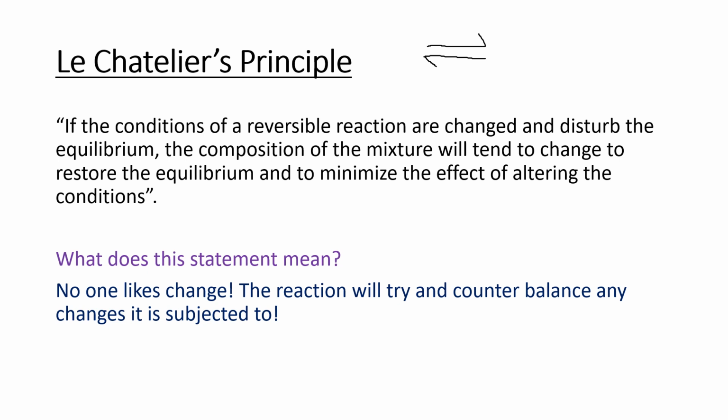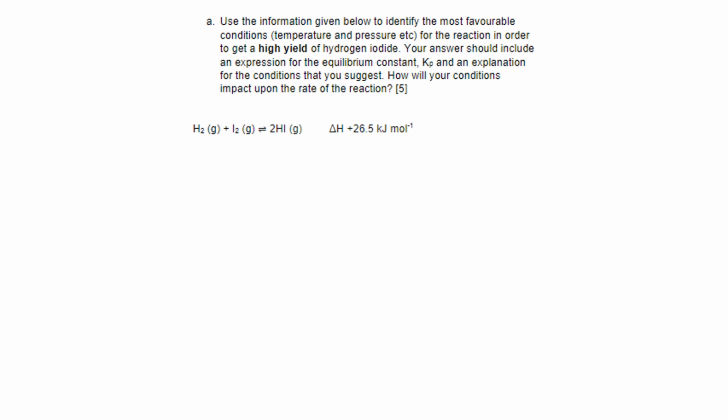And it's best illustrated by looking at the two examples that we're going to go through, and I'll try and explain each one. So here you've got hydrogen and iodine reacting to form HI. It's a gas phase reaction, and you're told that delta H is +26.5 kilojoules per mole, and that's a plus sign there. That means the reaction is endothermic. And secondly, there are 2 moles of gas on the left-hand side and 2 moles of gas on the right-hand side.